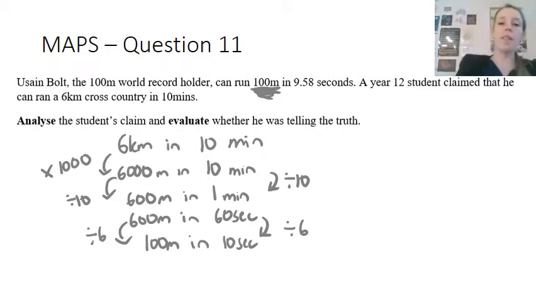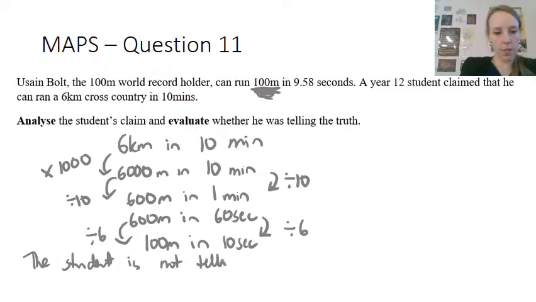Now, obviously this is slower than Usain Bolt, but only by half a second, and he reckons he's keeping this speed up for 6 kilometres. So I would say he's not telling the truth because I don't think you can run as fast as you can run 100 metres. I don't think you can keep that up for 6 kilometres. So the student is not telling the truth.